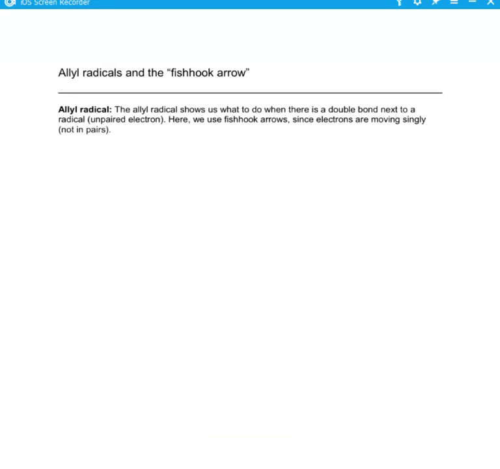Let's continue and conclude our discussion of the resonance patterns that you want to have on the radar when you're looking at structures and trying to decide if you can draw resonance. So we talked about the allyl cation and the allyl anion patterns, and now let's look at the allyl radical. Before I start drawing, a radical is a chemical species with an unpaired electron.